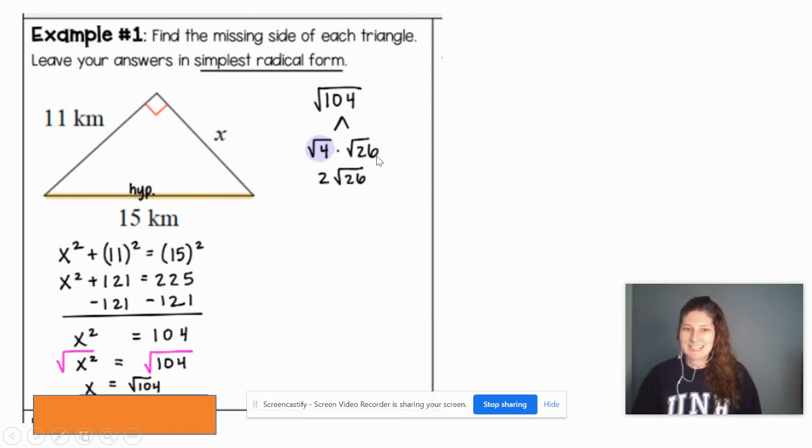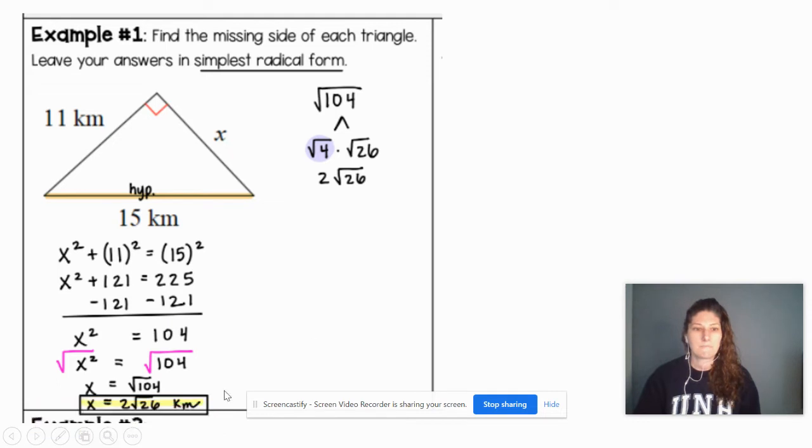Now 26 cannot be broken down further, because the only perfect square that is a factor of 26 is 1. That's how you know you're done simplifying the radical. And so my final answer is 2 radical 26 kilometers.